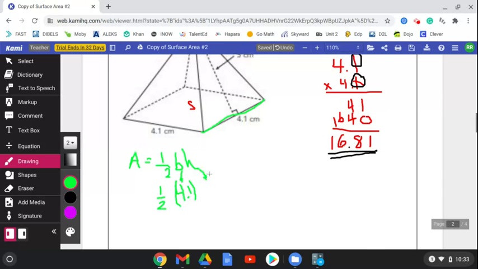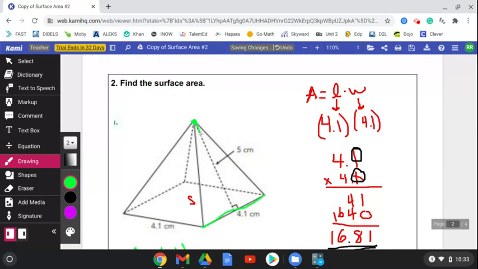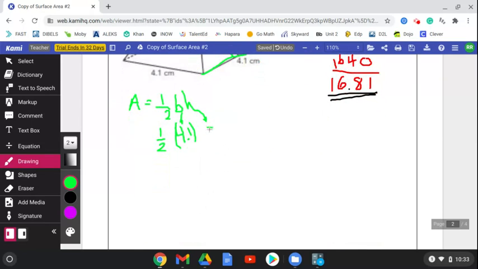And my height. What is the height of this face? Well, this is showing me the height right here. The height is 5. So this will give me the area of one triangle. Let's first do 4.1 times 5. So 4.1 times 5. 5 times 1 will be 5. And 5 times 4 is 20. And then my decimal goes where? There's 1 digit after the decimal. And so in my answer, there should be 1 digit after the decimal point. So I have 20.5, but I still need to multiply by 1/2.